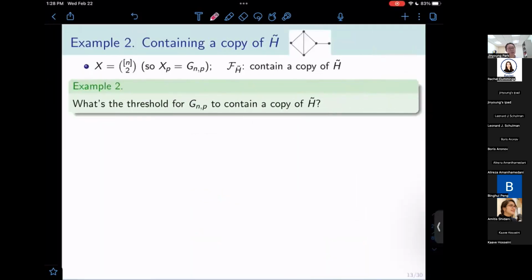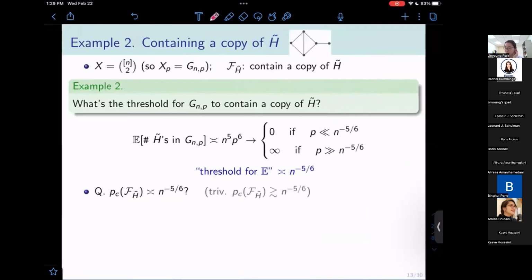Okay, so in the second example, again, we are considering another graph, which looks like this. And notice that this H tilde is H with a little tail, if you remember what H was in the previous slide. And again, our question is, what's the threshold for G(n,p) to contain a copy of H tilde?